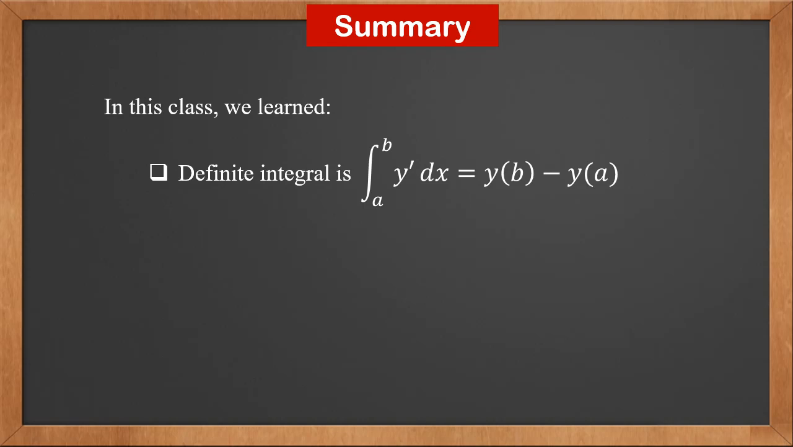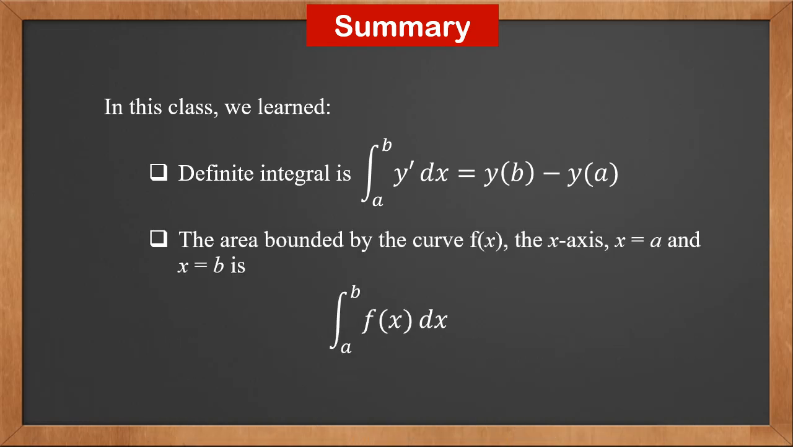In this class, we learned the definite integral has two limits, a and b. You do the integration as usual, but put the limits in the integral function, and calculate their difference. The area bounded by the curve f of x, the x-axis, x equals a, and x equals b, is the integral of f of x with respect to x from a to b.